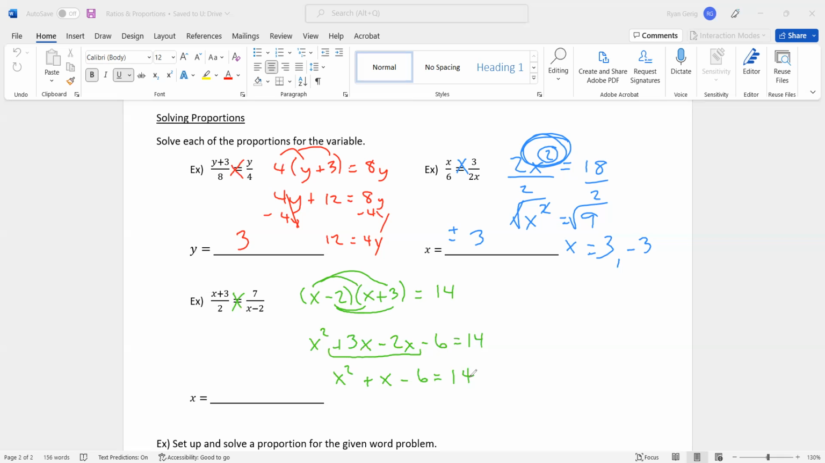And most people are okay with that part. But then they get here and they're like, okay, what's next? And they want to add 6 to both sides. But it's a little bit weird here. With a quadratic, which is what we have here, a quadratic with an exponent of 2, I want this thing to be equal to 0. So I'm going to move the 14 over.